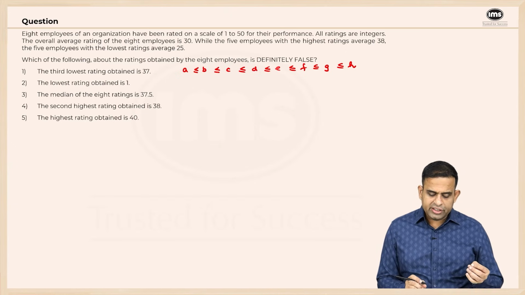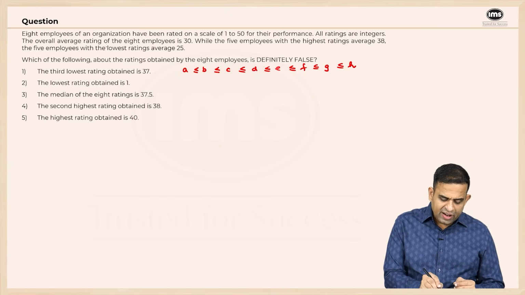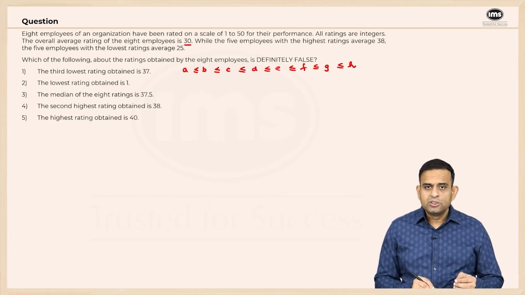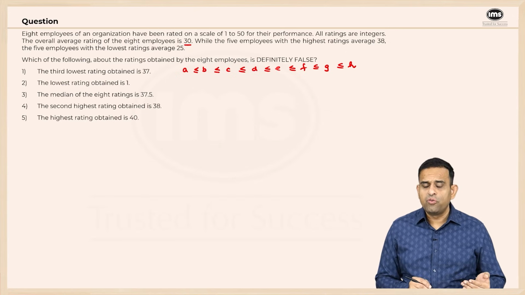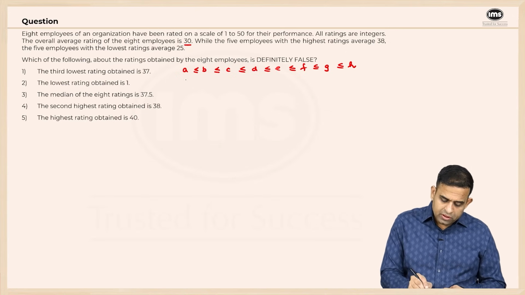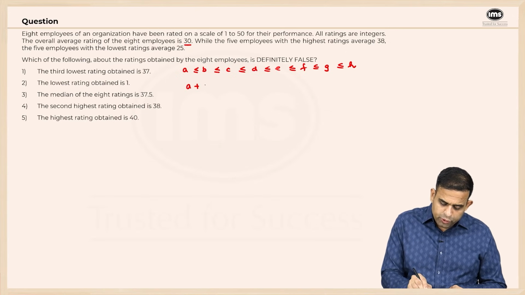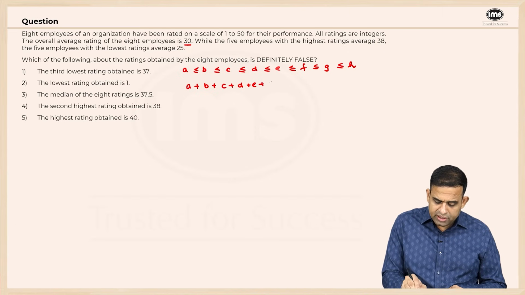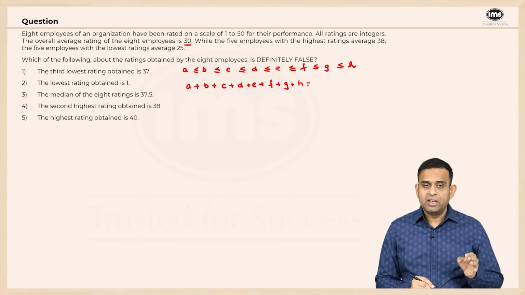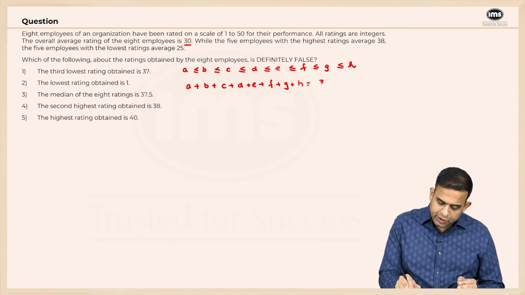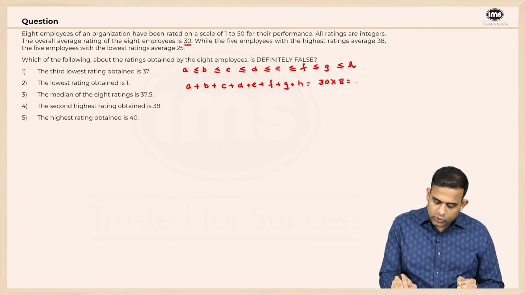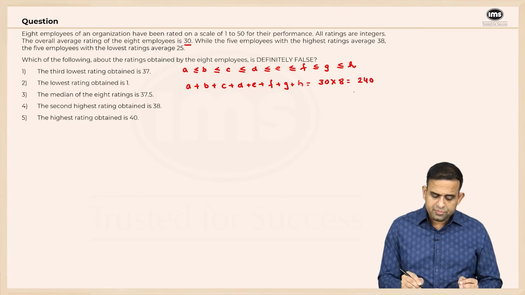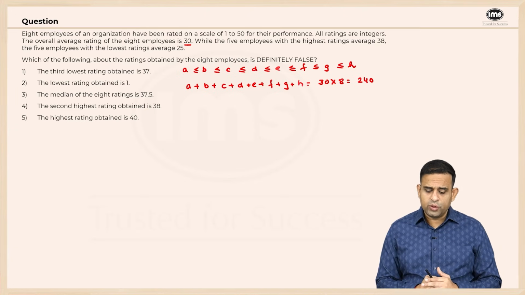So for sure, when they say the overall average comes out to be 30, we know that average into the number of terms will give me the required sum. So one of the equations is definitely going to be A plus B plus C plus D plus E plus F plus G plus H. This basically has to be equal to 30 into 8, giving you 240. That much we can say over here.